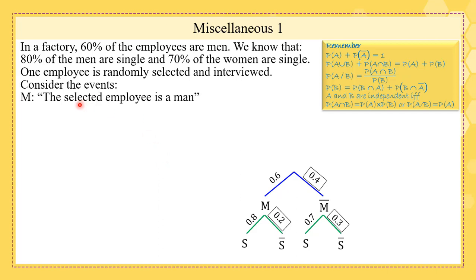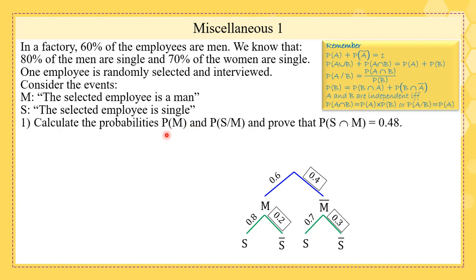Consider the events. M is a man, S is single. Calculate the probability of M. Now here we go back to the tree directly, automatically, and see the answers. What is the probability of selecting a man? It's 0.6, simply. Now what is the probability of S given M? This is a conditional probability case, so we come to the man section. We come to this section only. And from this section, we find the probability of choosing a single person. So from the man section, the probability of selecting a single person is 0.8. So it's directly also taken from the tree.